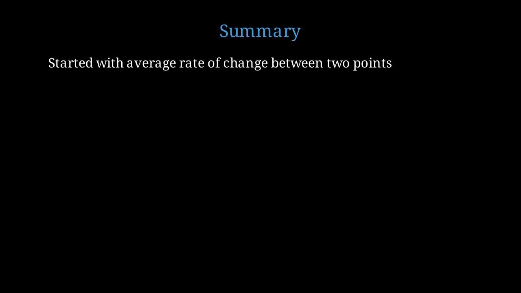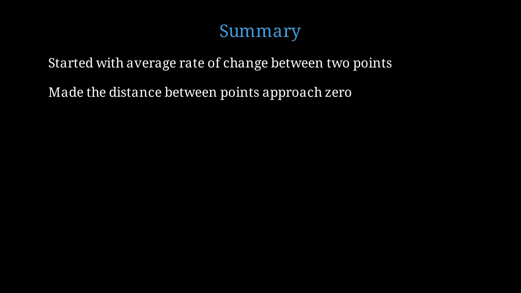Let's review how we derived the definition of the derivative. We started with the familiar concept of average rate of change between 2 points on a curve. Then we let the distance between these points approach 0, moving from average to instantaneous change. We formalized this process using limits to arrive at the precise definition of the derivative.